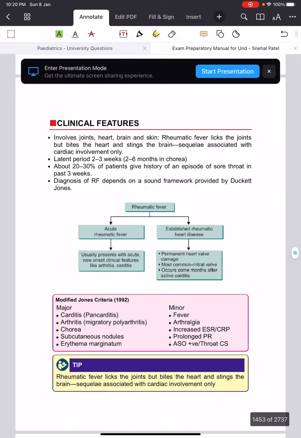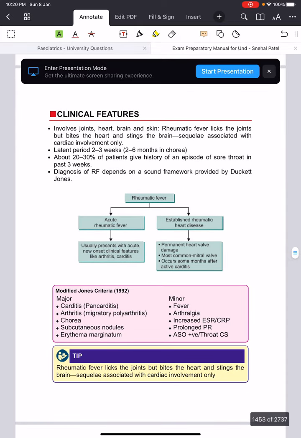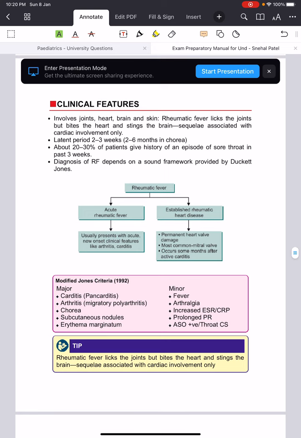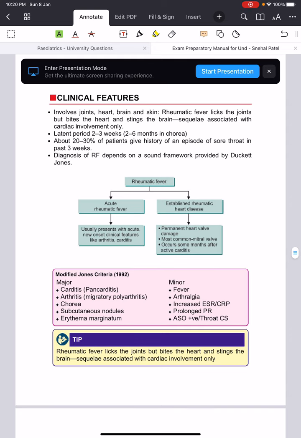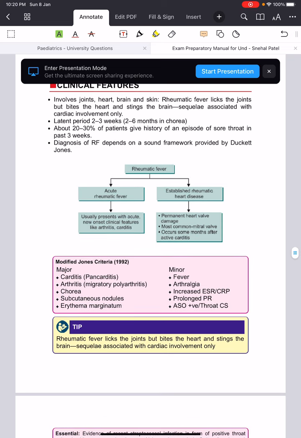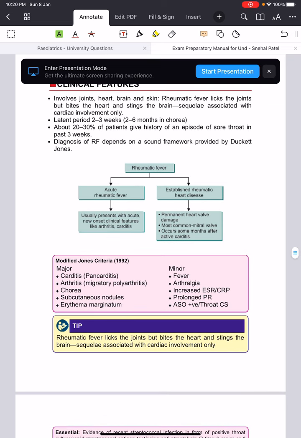What are the clinical features? It involves joints, brain, skin, and heart. Rheumatic fever licks the joints but bites the heart and stings the brain. Sequel associated with cardiac involvement only. Latent period is 2 to 3 weeks. So first there will be a throat infection, and then after 2 to 3 weeks all other symptoms will follow, and chorea will happen 2 to 6 months later. About 20 to 30 percent will give history of an episode of sore throat in the past 3 weeks.